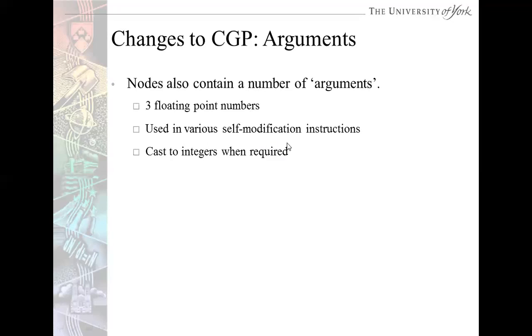Now, most of these self-modifying instructions, if not all, require arguments that are integers. And so in that particular case, the floating point arguments would be cast to integers.